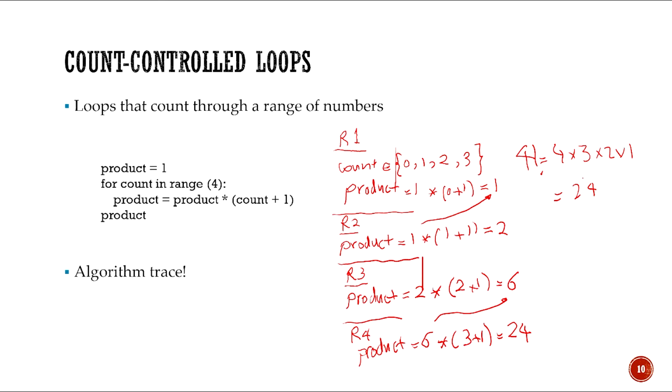So we manually check the output for each round, and then we put it together. We realize that, okay, it's the factorial of a positive number. So you can change the range. For example, if you want to calculate 5 factorial, then you update for count in range 5, and then you will see the result for 5 factorial.